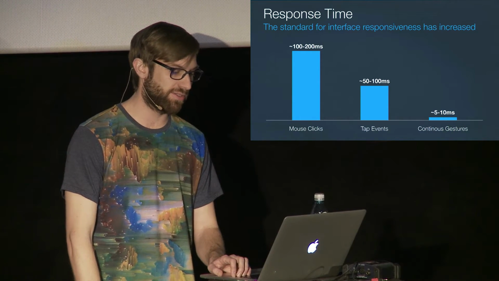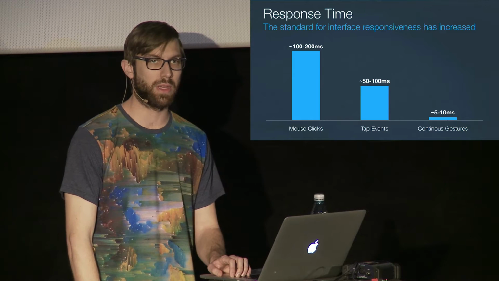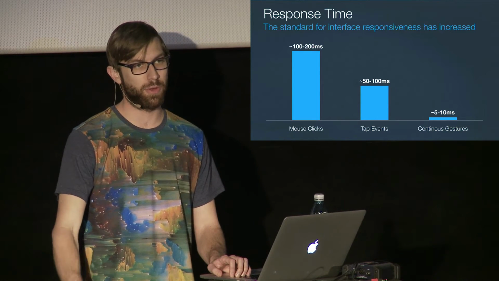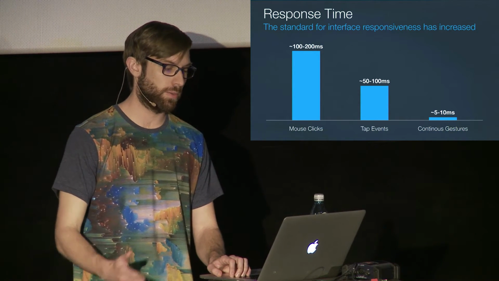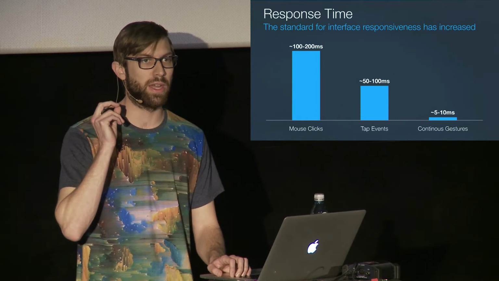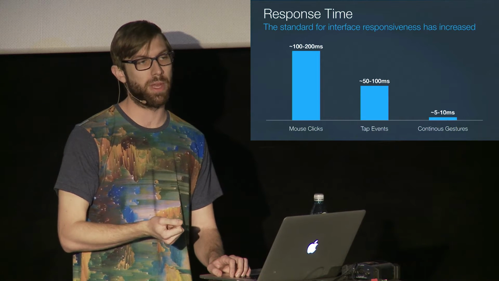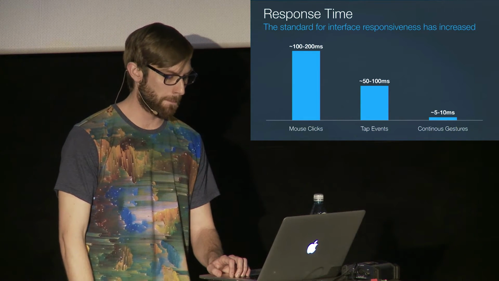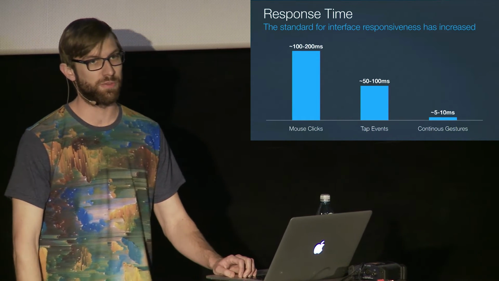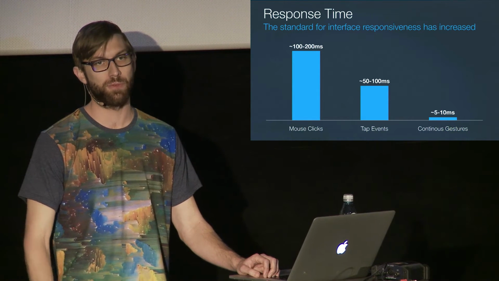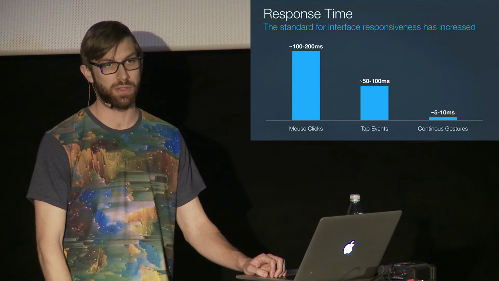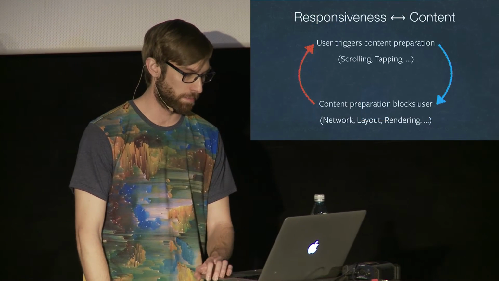Taps, I really think 50 milliseconds should be the high end, but maybe up to 100 milliseconds. Between 50 and 100 milliseconds, you do start to get this thought of, did it work? You don't have enough time to tap a second time, but there is some ambiguity there. But with continuous gestures, if your app hiccups for more than about 10 milliseconds, this is immediately noticeable.